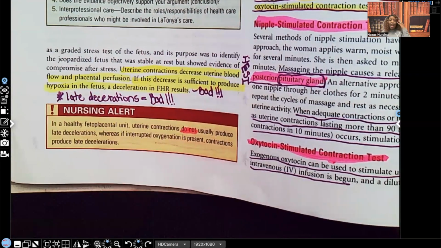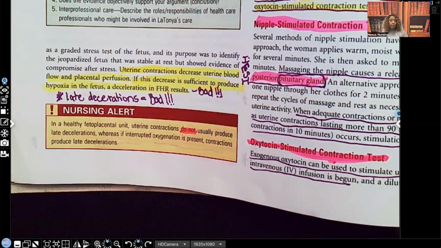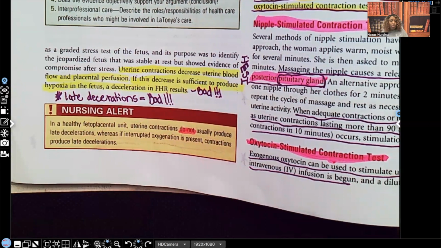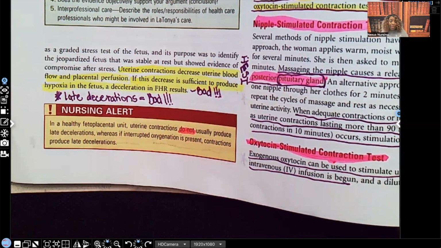We want that when there are contractions, that fetal heart rate is still accelerating, that fetus is not in distress. And the reason we want to see that is when mom really goes into labor, the fetus may not be able to handle those contractions, okay?